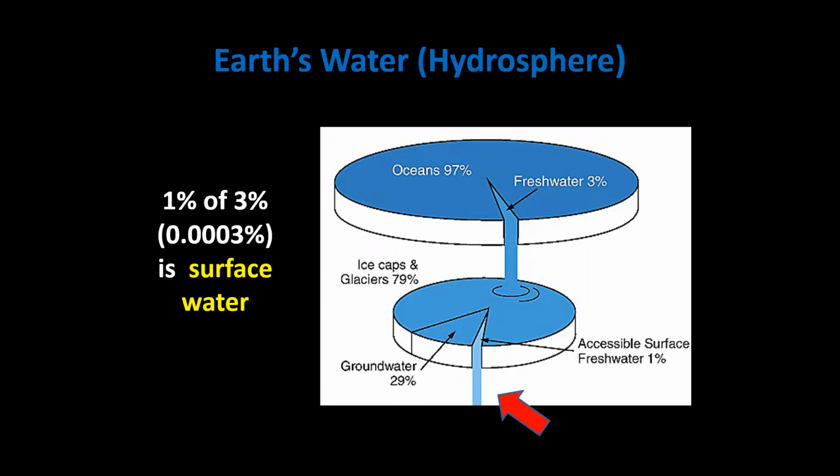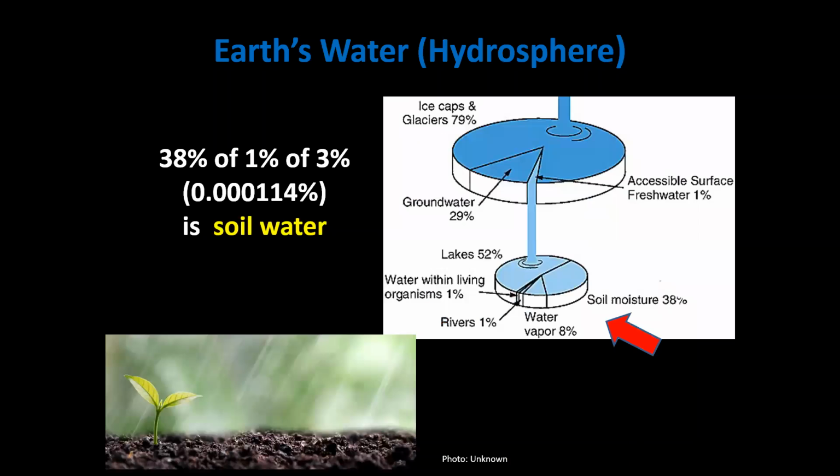Okay, moving back to the same diagram, we're looking at 1% of 3% as surface water. So we've covered the cryosphere, we've covered the groundwater, and the last little bit is the surface water. This is divided into several things. One is soil water. So 38% of 1% of 3% is soil water, and this is what most plants depend upon.